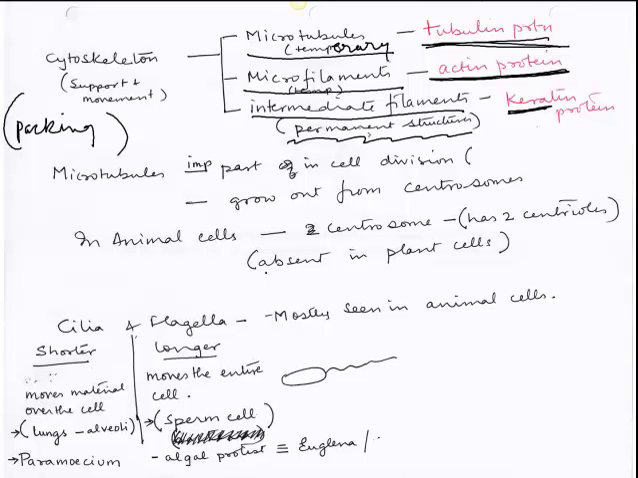Now, the important thing is that microtubules play an important role in cell division. They grow out from an organelle called the centrosome. Okay, in an animal cell, the centrosome has 2 centrioles. Now, centrioles are absent in plant cells.